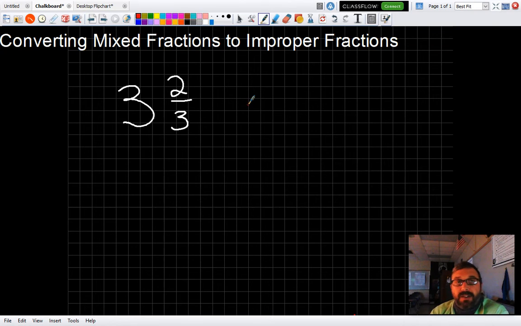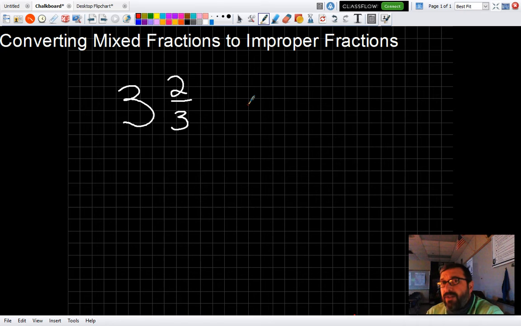So today we're going to be discussing converting mixed fractions to improper fractions. Now, a mixed fraction is a fancy way of saying I have a whole number and I have a fraction, which is a piece of a whole number, and I've put them together. It's kind of like this right here that we see. We have 3 and 2/3. 3 is a whole number, 2/3 is a fraction, and I've kind of mashed them together into one mixed number.